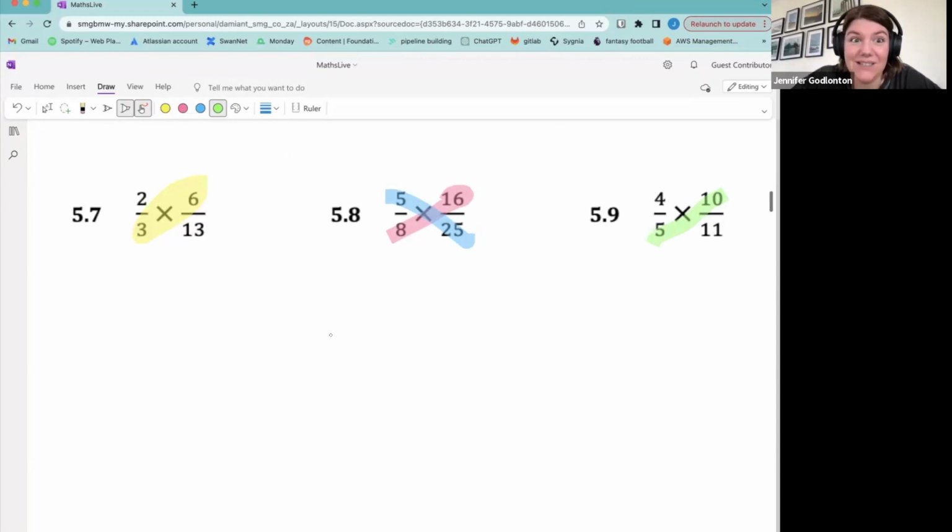Hopefully we can get through addition and subtraction with fractions and maybe even division. We'll see how far we can get. But you guys are superstars, so I'm not worried.